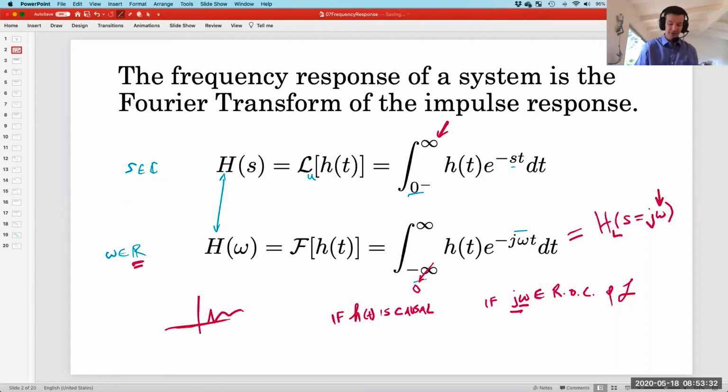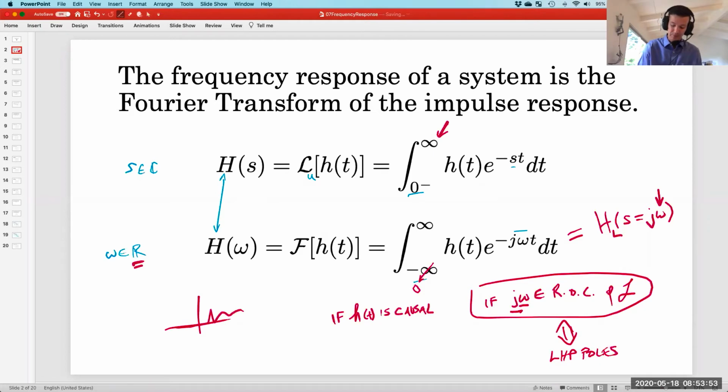So this is the bridge: if all you're doing is considering causal systems, and the system is stable, that's the other kicker, because that's how we usually get this. This means your poles are in the left half plane. Then we can go from Laplace to Fourier lickety-split by taking the Laplace transform and evaluating it along the j omega axis.